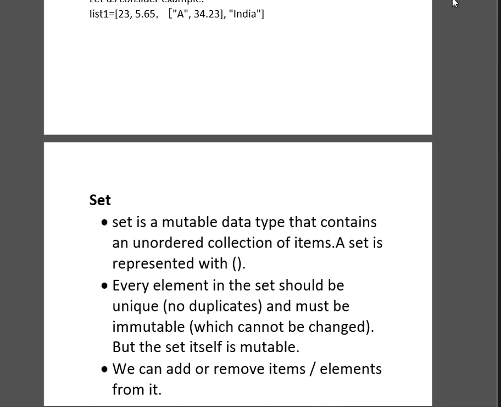Next, we are going to see an important topic, set. Set is a mutable data type that contains an unordered collection of items. A set is represented by curly brackets. Here, what is the meaning of mutable? Mutable means we are capable of changing it. We can change the set. That is the meaning of mutable, and it is represented by curly brackets. Every element in the set should be unique, no duplicates.